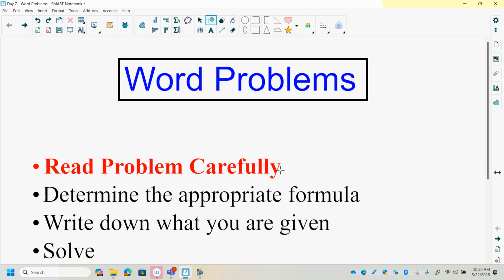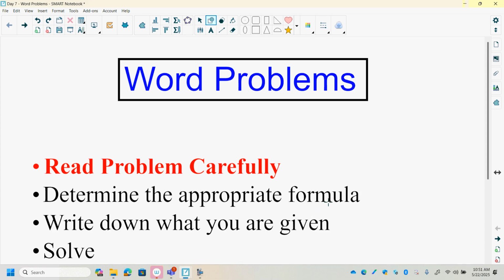You want to read the problem carefully, obviously. Pick out the key information. Then you have to determine the appropriate formula. Keep in mind we're working with series and sequence: arithmetic series, geometric series, arithmetic sequence, geometric sequence. Write down what you're given.